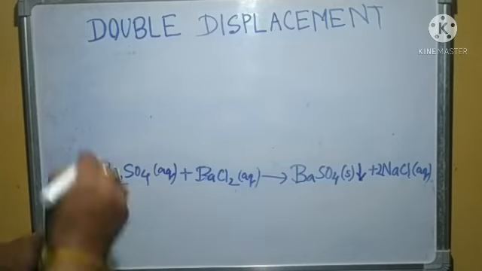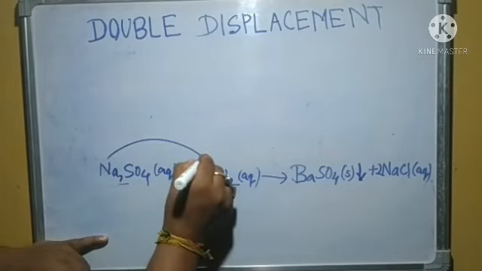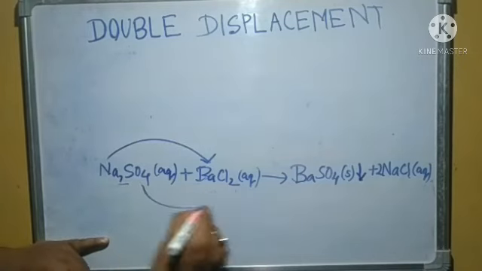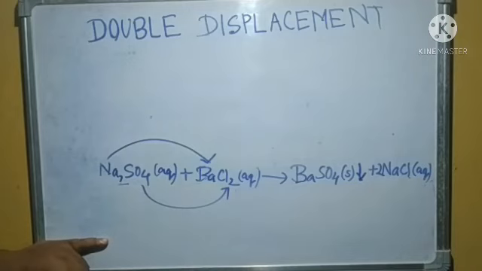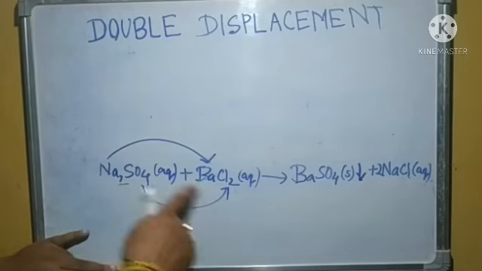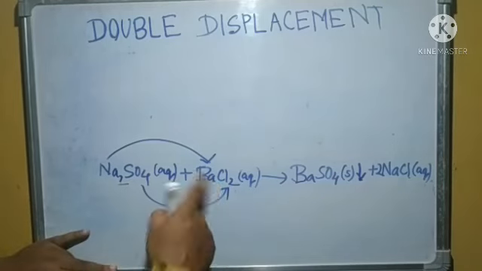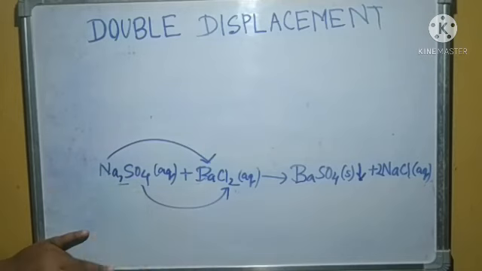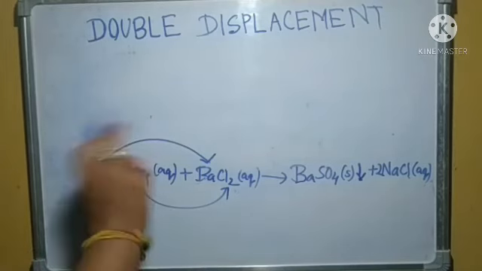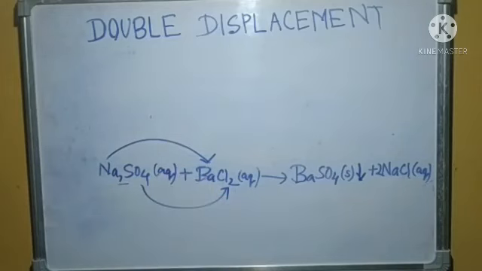So why? Because sodium is interchanging with barium, and sulfate is interchanging with chlorine. Okay, so what we see is that an interchange of ions is taking place. That is, sodium is taking the place of barium, and sulfate is taking the place of chloride. Yes, or we can say chloride is taking the place of sulfate. So what we can see is that ions are exchanging to give different products.